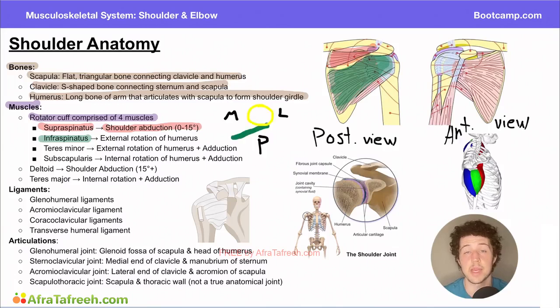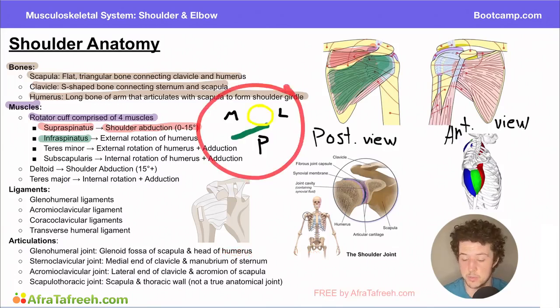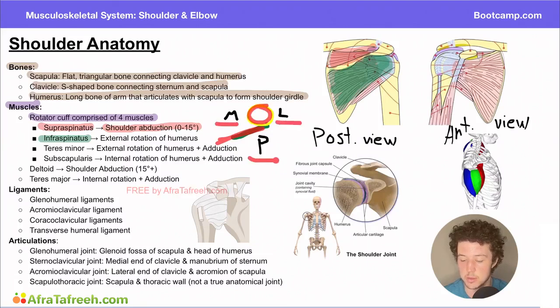So if we're thinking about the action of the infraspinatus, I've drawn here a top-down view of what it might look like if we're looking at the infraspinatus interacting with the humerus. Here's our medial side, our lateral side, and our posterior side. So you can see that the infraspinatus is attached posteriorly, and when this muscle contracts, it's going to put a force on the humerus in this direction, then the humerus will want to rotate outside. And so that's why we see the infraspinatus contribute to external rotation of the humerus.